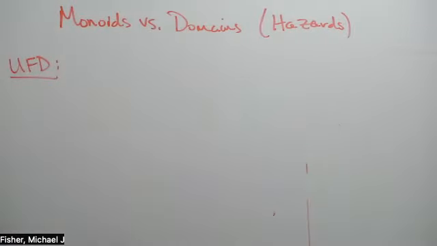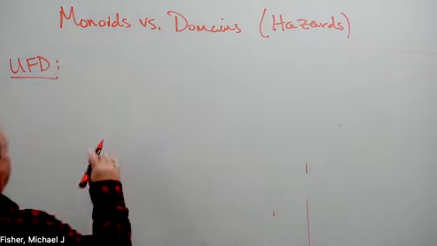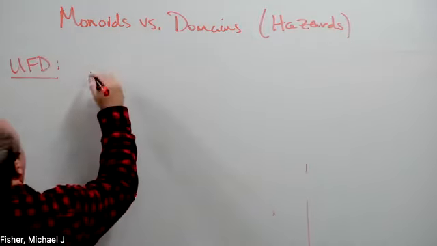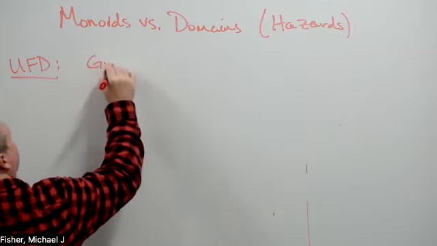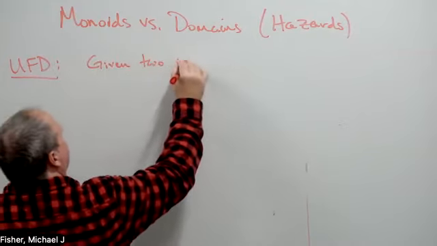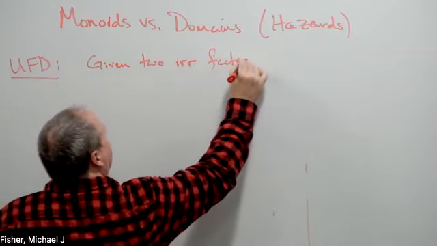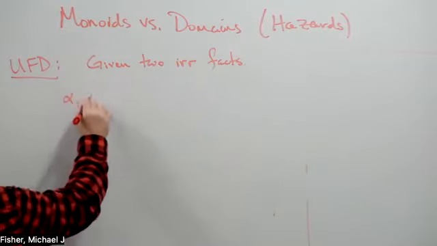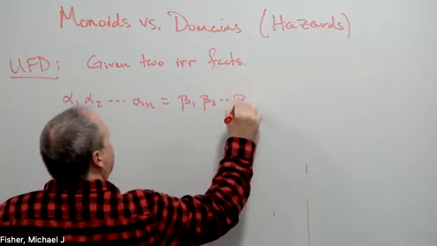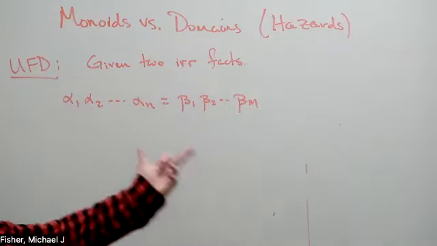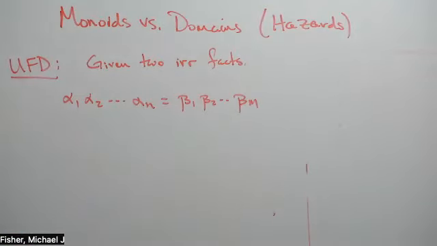Okay, earlier I talked about UFDs, and these are places where you have the fundamental theorem of arithmetic. So what does it mean to be a UFD? I'm not going to be super careful about this, but I'm going to say given two irreducible factorizations, alpha 1, alpha 2, ..., alpha n equals beta 1, beta 2, ..., beta m. Suppose I could factor some element into a product of alphas. These are all irreducible. And suppose I could do it some other way, into a product of betas, also irreducible.